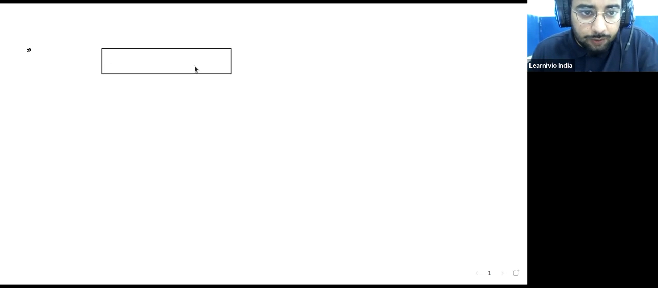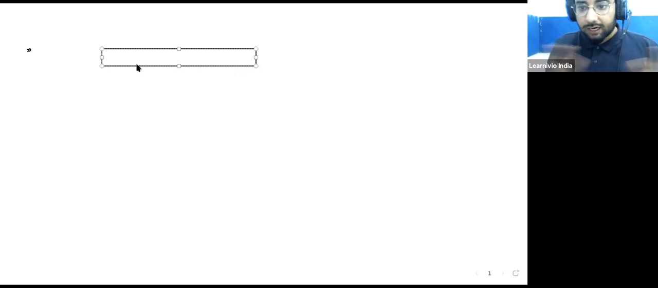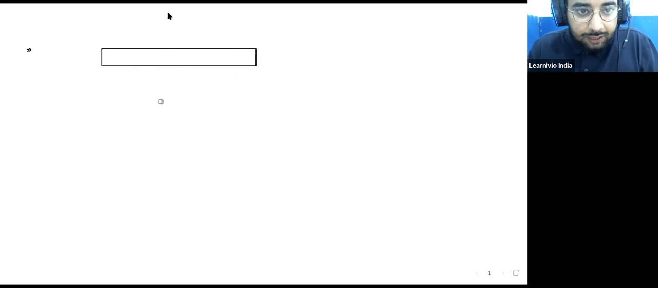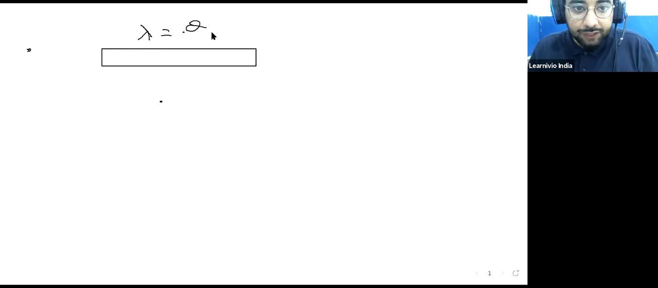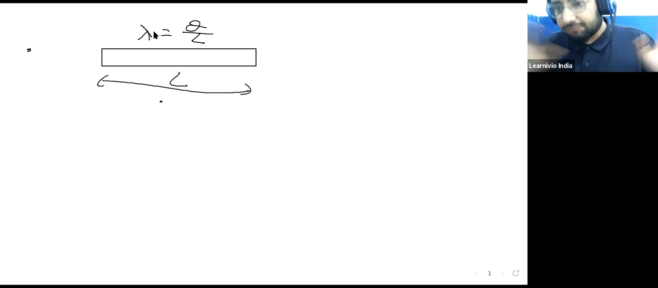Now, what if we end up having continuous objects? Let's say we have a rod with some charge density lambda. When I say charge density, what do I mean? If you take the total charge on this whole thing and divide it by the length, let's say the length is capital L, that ratio we'll call the charge density.